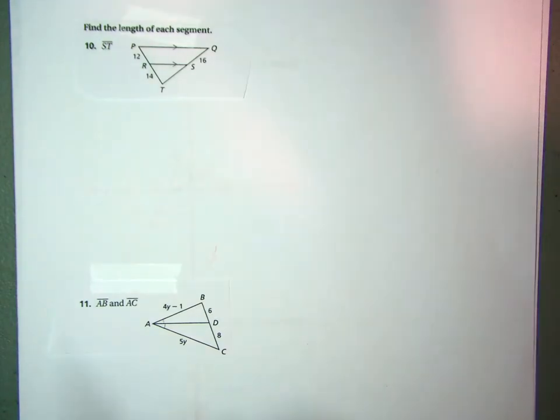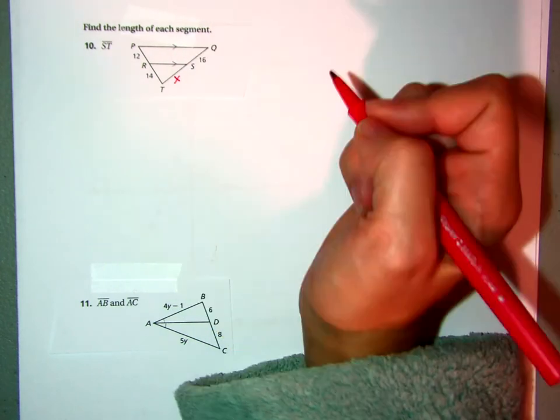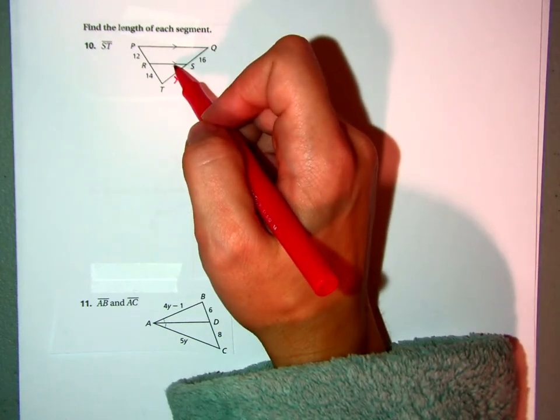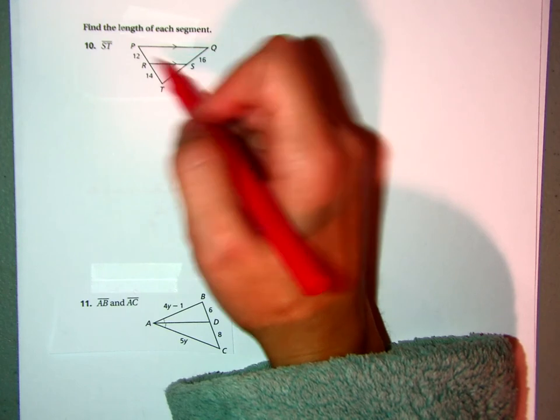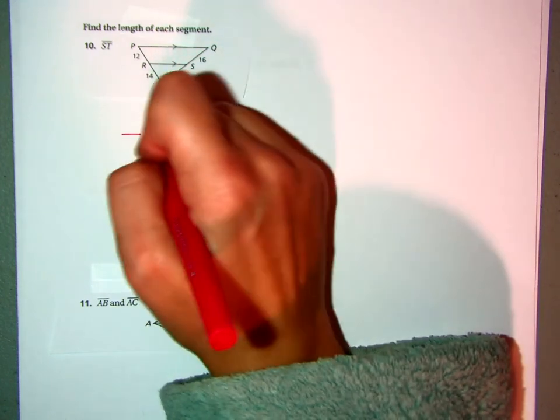So on number 10, we are asked to find ST, which I'm going to call X. And what I notice is I have parallel lines. Now what I learned before with the theorem was that if I have parallel lines, then it cuts these into proportional segments. So what we want to make is a proportion.